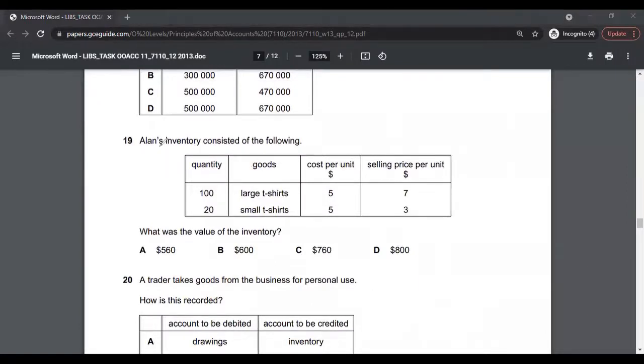Multiple choice 19, Allen's inventory consisted of the following. A similar question in May, June 2013 was already tested. So in here you have to use the lower of cost or NRV concept, because it's asking for the value of inventory, right? So let's compare these.